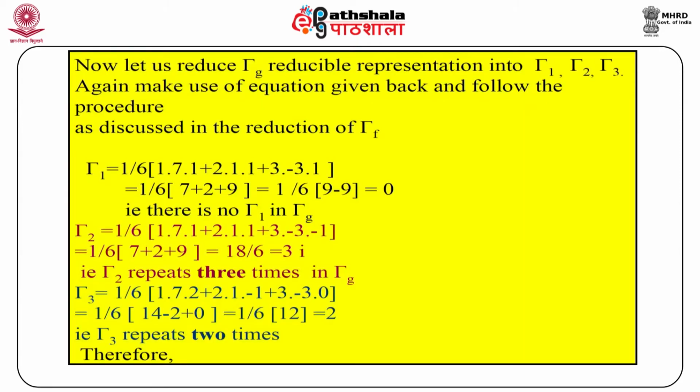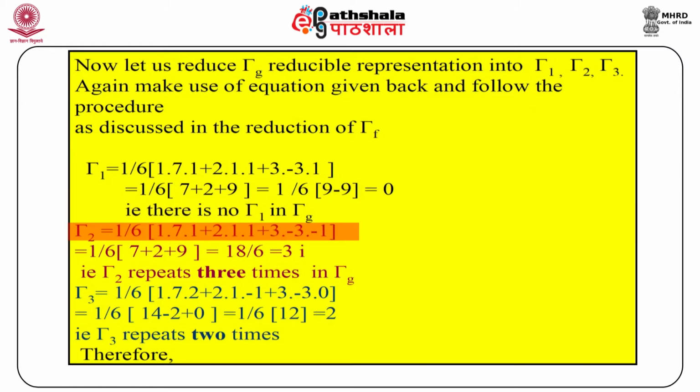Now let us reduce the reducible representation tau Z again into tau 1, tau 2 and tau 3. Following the procedure as I have taken in the case of tau F, we can find out tau 1 is equal to 1 by 6 within bracket 1 into 7 into 1 plus 2 into 1 into 1 plus 3 into minus 3 into 1, which is 1 by 6, 7 plus 2 minus 9, that is 1 by 6, 9 minus 9 is equal to 0. There is no tau 1 in tau Z.